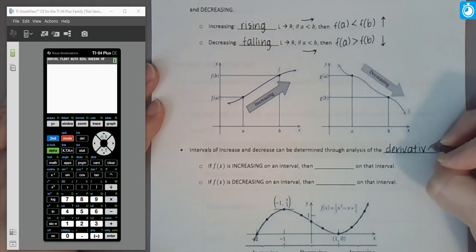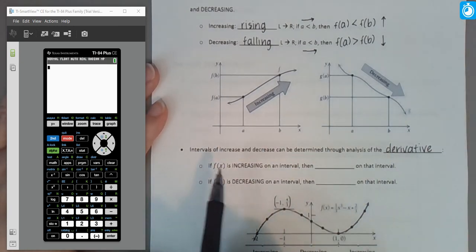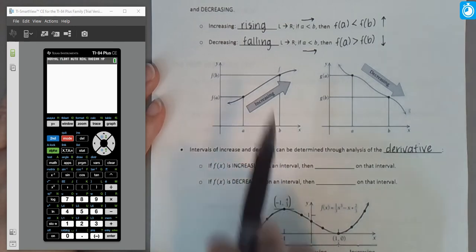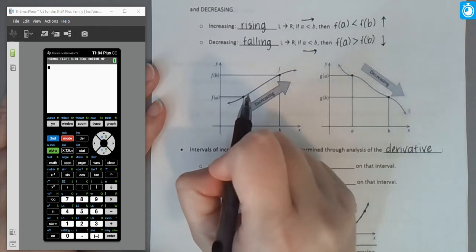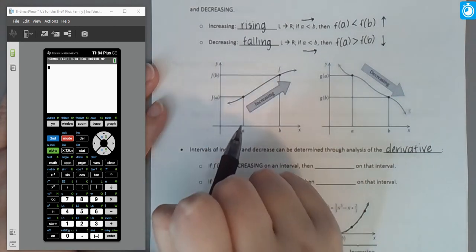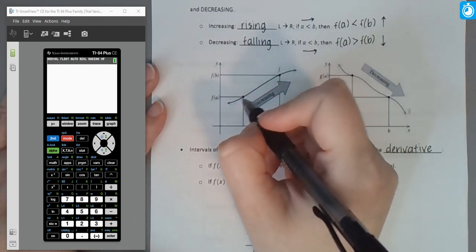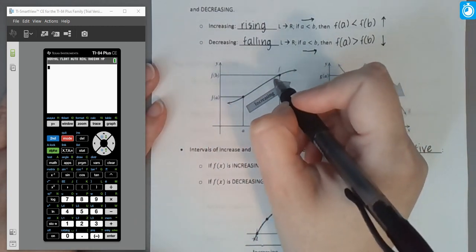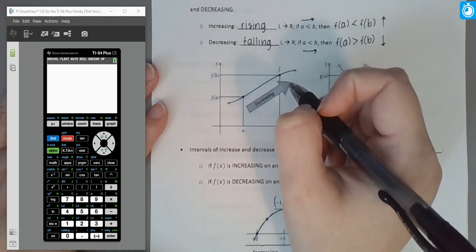Okay, so how is this going to work? Well, if our function is increasing on an interval, which again means we're sloped upward from left to right, I want you to think about what the tangent line would look like at each of these points where we say our graph is increasing. If you were to draw a tangent line at each of these locations, what do those two tangent lines have in common?